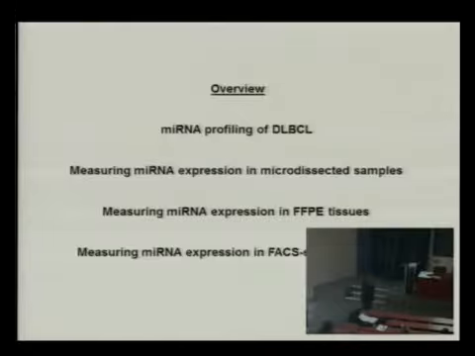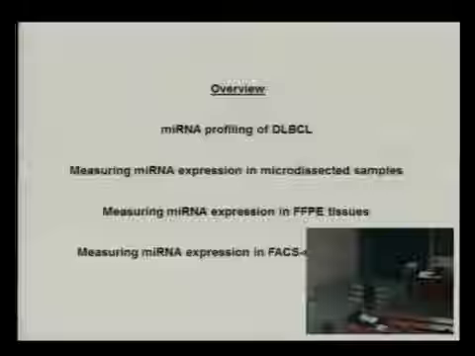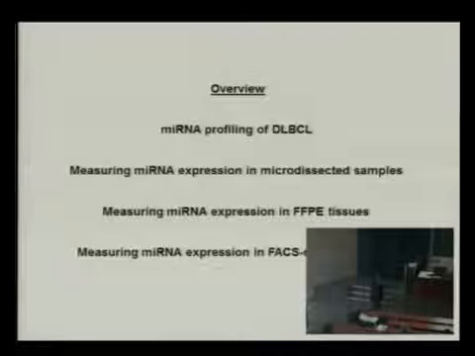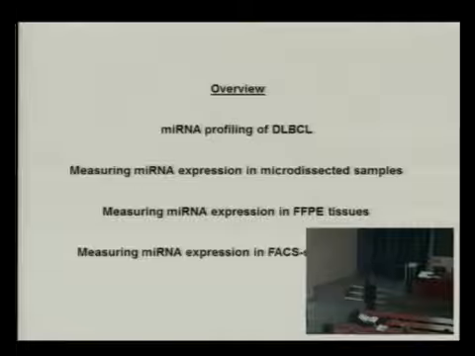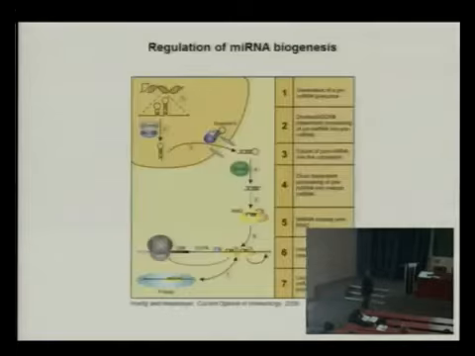So my talk is divided in 4 parts, and the first part is about microRNAs, microRNA profiling, and diffuse large B-cell lymphomas. So this is where the B-cells come into play. And then we've learned some lessons from that, and then I will go on and talk about expression of microRNAs in microdissected samples and expression of microRNAs in formalin-fixed, paraffin-embedded tissues, and also microdissection of that, and measurement of microRNA expression in FACS-sorted samples.